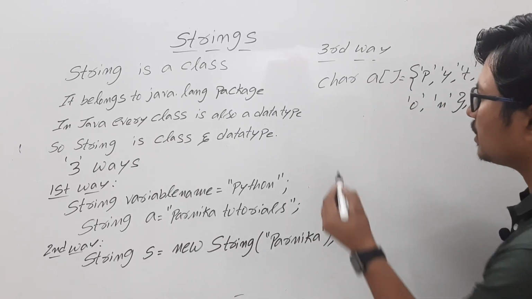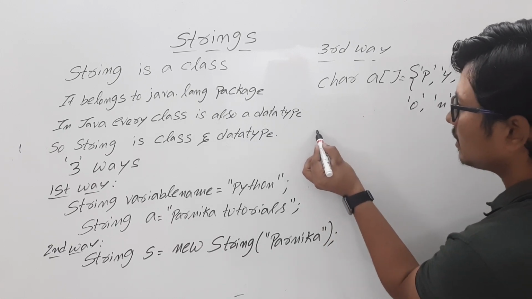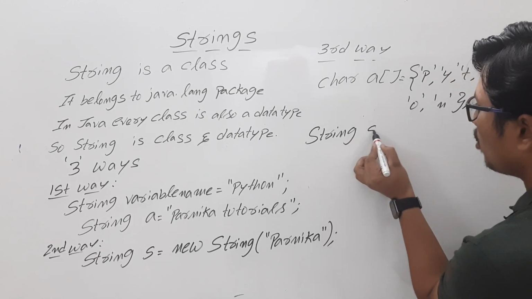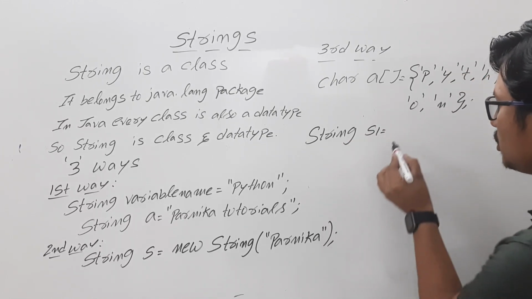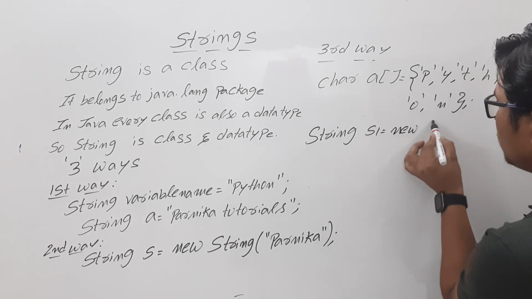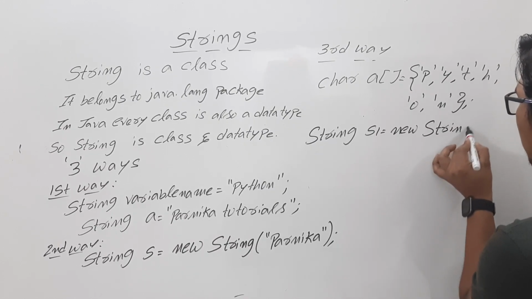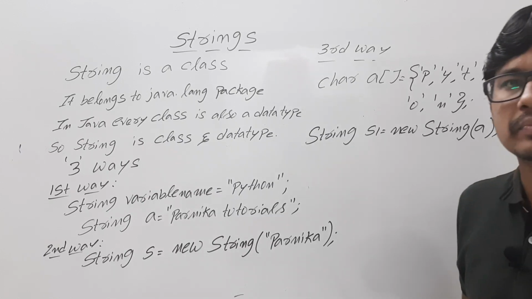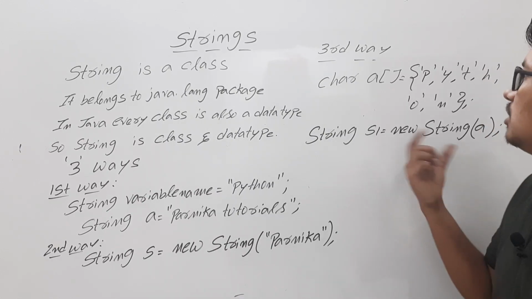Then what you can do is write String, some object, let's take S1, is equal to new String, where S should be a capital letter. Here you can provide the array name. Is it clear? So this is the third way.